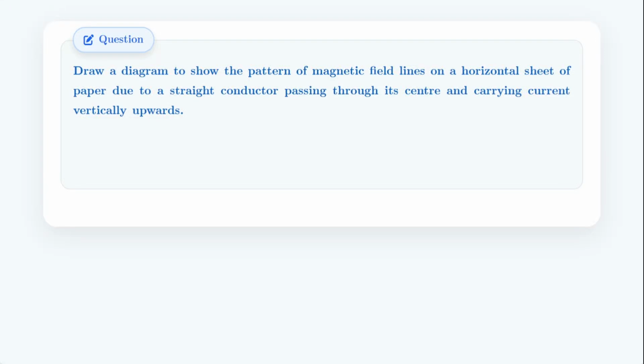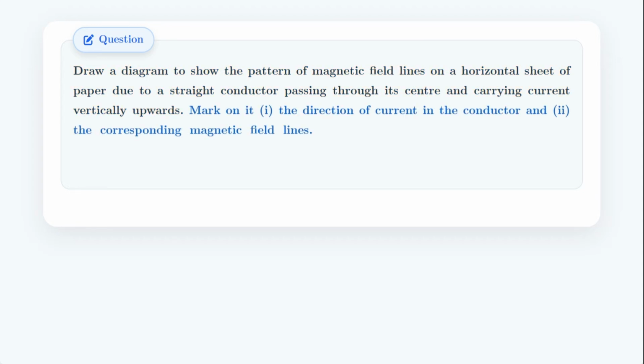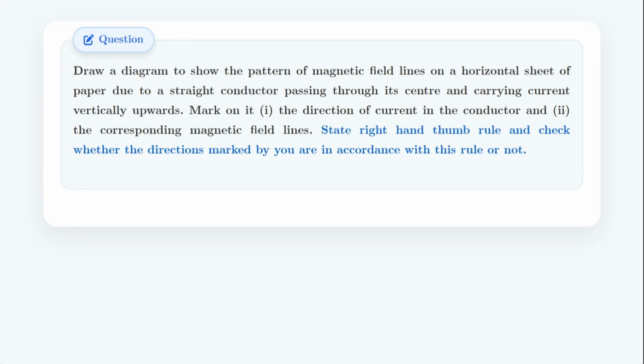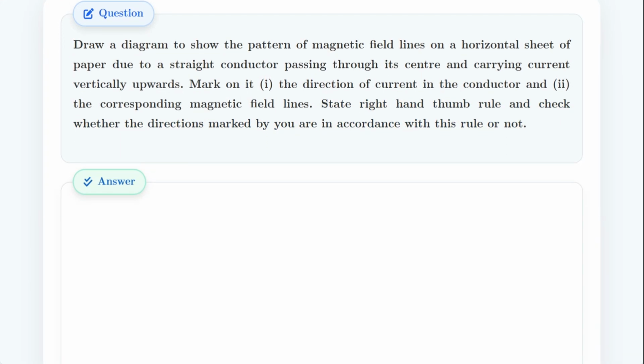We need to draw a diagram showing the magnetic field lines on a horizontal sheet of paper due to a straight conductor carrying current vertically upwards. We also need to mark the current direction and the corresponding magnetic field lines. Finally, we must state the right-hand thumb rule and verify our diagram. Got it? Let's view the complete answer.